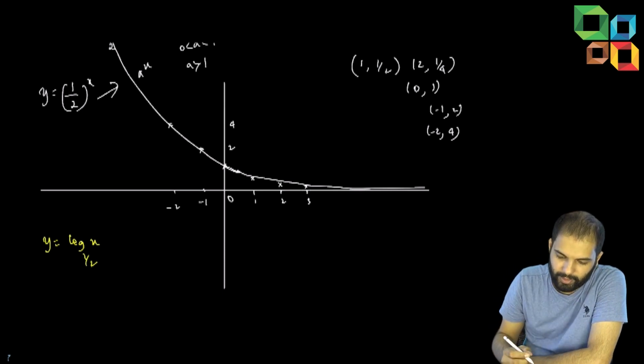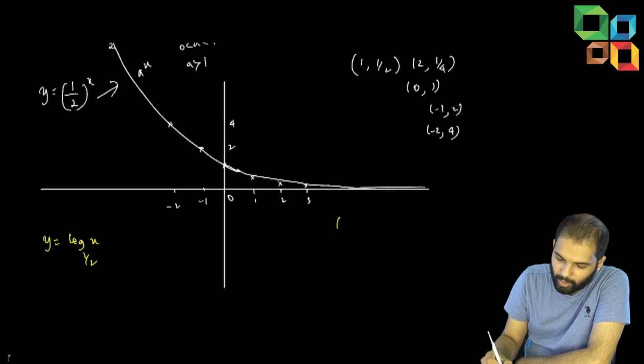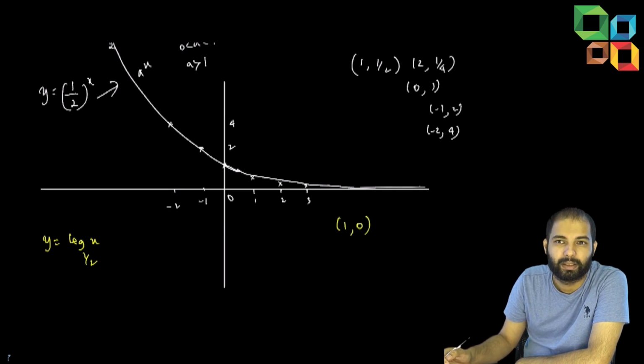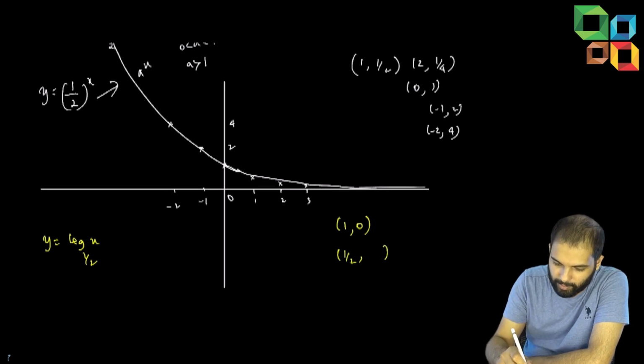And now the confusion, the log part. Again, we'll take some sample values. Log 1, it doesn't matter what the base is, it's going to be 0. Correct? Now when I take half, log half base half, again, log a base a is always 1. Sorry, we're talking about the values.